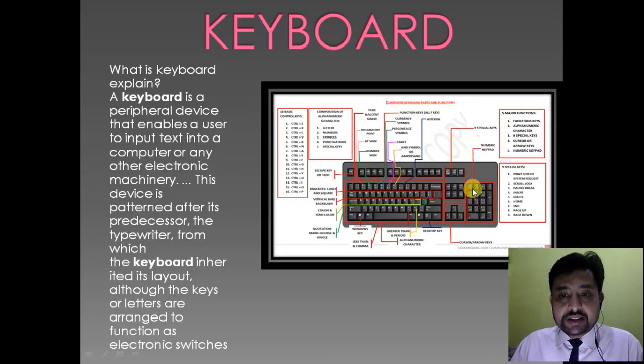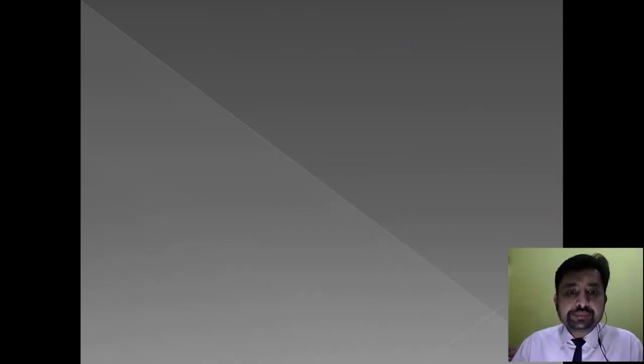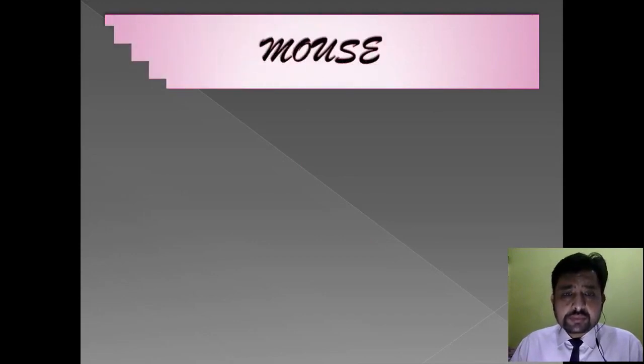These are the numeric keypad, and there are the four direction keys, which you can call arrow keys, and you can see a few long buttons on the keyboard. This is the space bar key. So in this way, there are many types of keys, which have different functions during input of data. So next is your mouse.